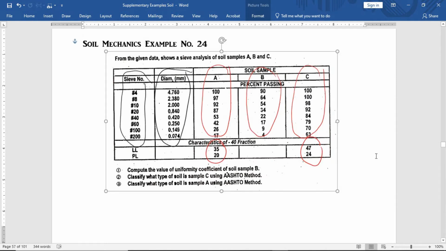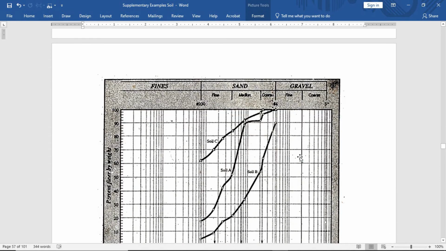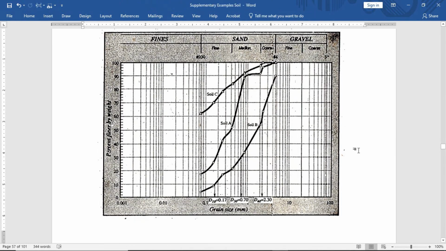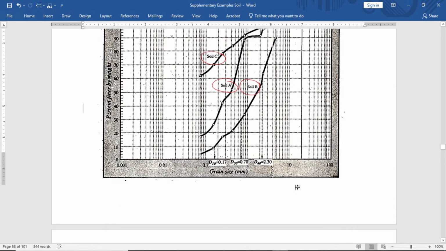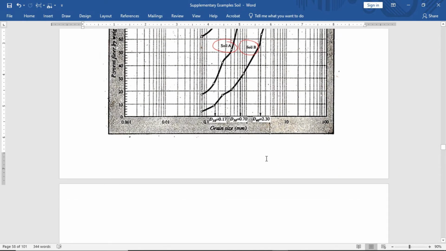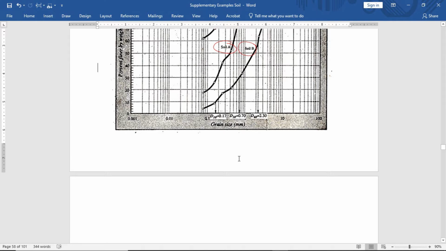Input lang natin sa flow curve natin. So, ito na yung kalabasan. Ito yung soil A, soil C, and soil B. So, ang first unknown sa atin is find the coefficient of uniformity for soil B.